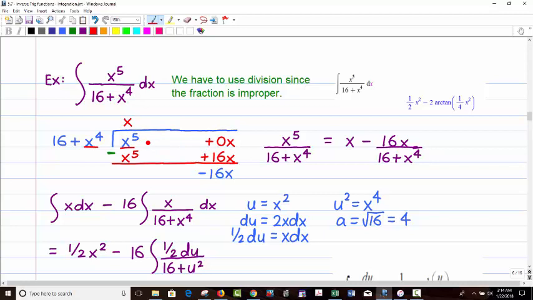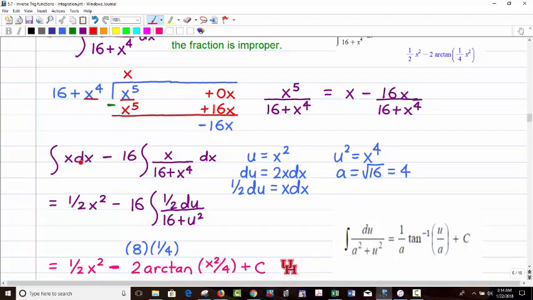Notice I didn't bother to write all the other zero placeholders in there. You know, too much trouble. I knew I wasn't going to need them anyway, so I didn't put the 0x^4, 0x^3, 0x^2, that sort of thing. But it is subtraction, though, once again. It is subtraction, so it'll be negative 16x. So that means this fraction x^5 over 16 plus x^4 is the same thing as saying x minus 16x over 16 plus x^4.